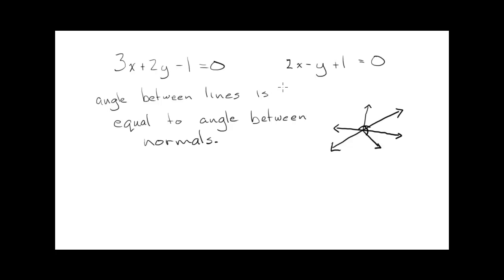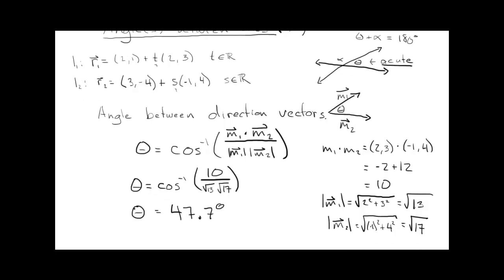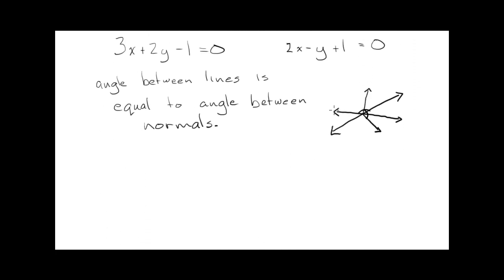Before I go any further, let me go back to that last example. 47.7 was the angle we got. That was the acute angle. Actually, if you had taken a different direction vector, if you multiply this by -1, you would get 180 minus this, and that's right too. So if you're ever doing a question, you check the back of the book, and you don't get the same answer, check 180 minus, and maybe that's right.